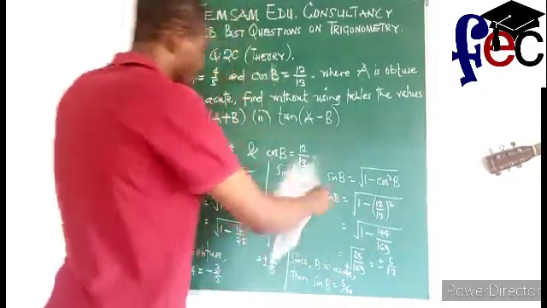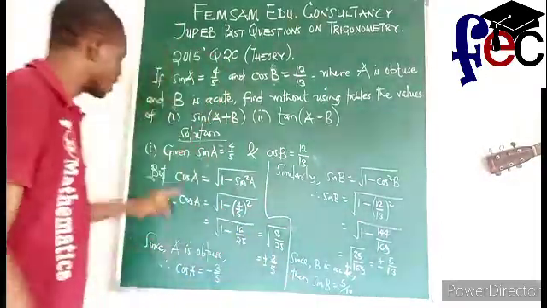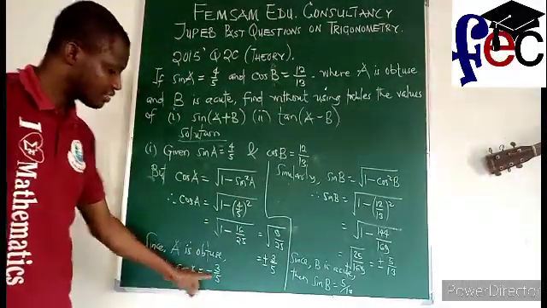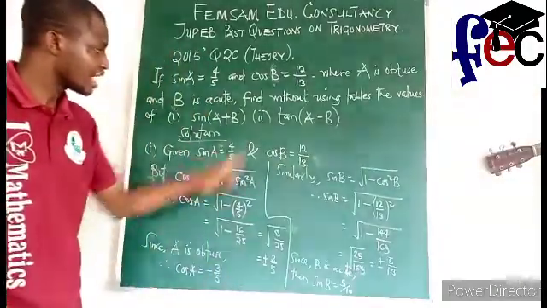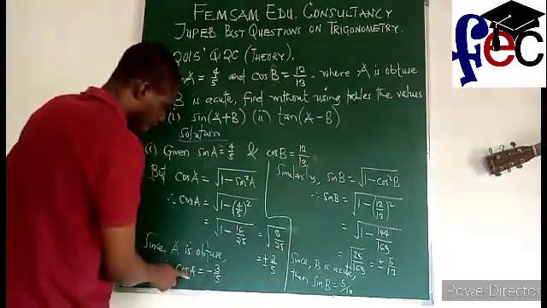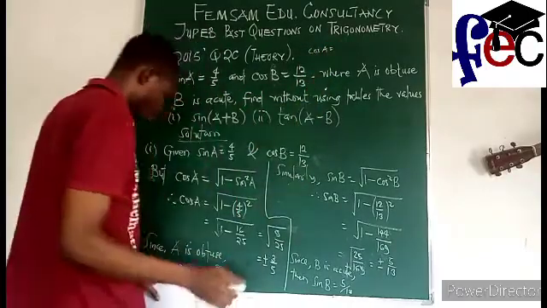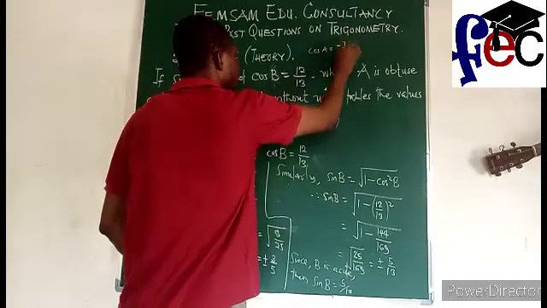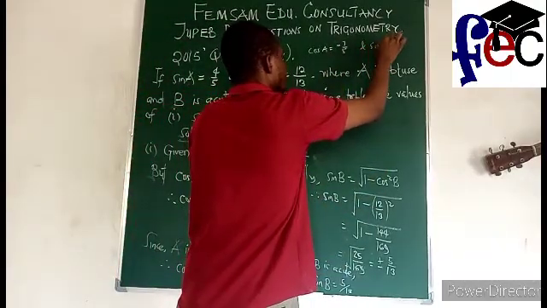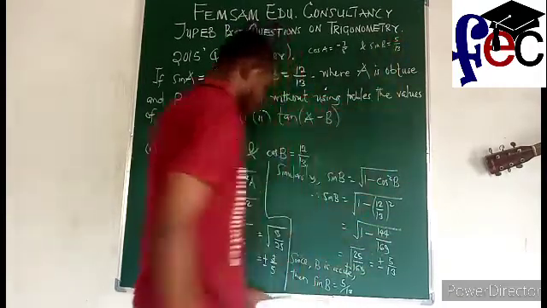Now we have to go through all of these procedures just to get our sine B and to get our cos A. I'm going to rub this out now, but I'm bearing these values in mind. So permit me to write it somewhere here so that I can remember. So I know my cos A. Let me write it somewhere here. Cos A is equal to minus 3 over 5, and sine B is equal to 5 over 13.